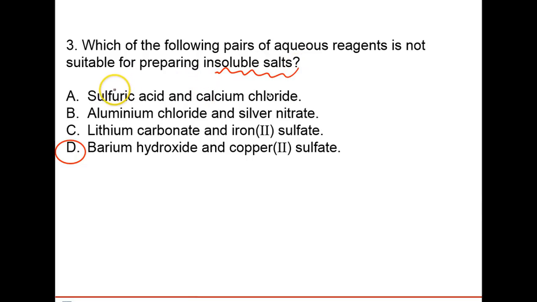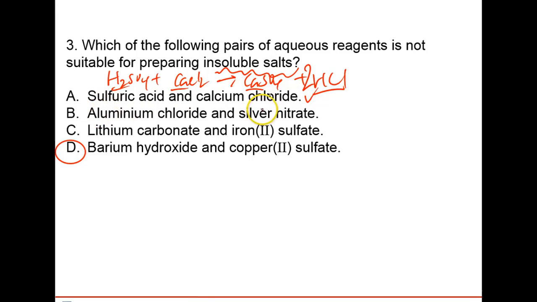Calcium sulfate is insoluble. Your other component here, which is your HCl, is H2SO4 plus CaCl2. You get CaSO4 plus HCl. So this is soluble in water. This is soluble, this is soluble, this is insoluble. So very good. You simply filter it out to remove. So this is okay.